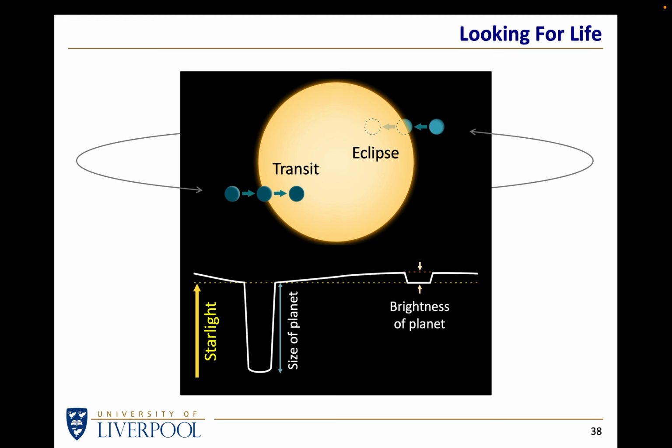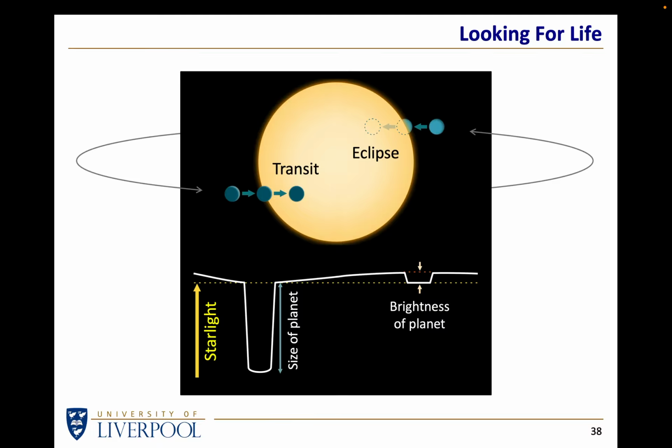If we take all of the light from that system, star and planet, we don't have to be able to see the difference in the two, but if we take all of that light and look at it spectroscopically, then when that planet goes behind the star, we lose the light from the planet, and so the spectrum of the pair of them will change. And if we look for differences, we might be able to tell what the spectrum of the planet is.